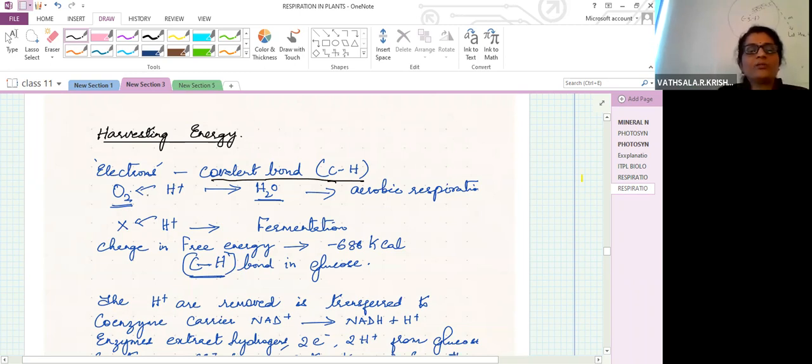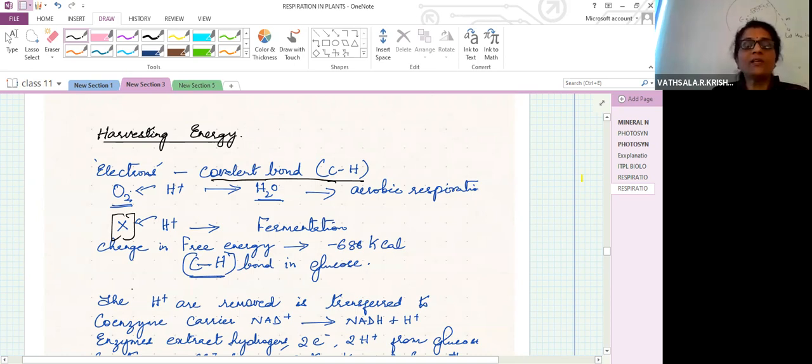Oxygen is required here in aerobic respiration for the formation of water. Instead of oxygen, hydrogen is reduced in fermentation, whereas reduction of oxygen releases water here. That's why we say fermentation is an incomplete oxidation, whereas in aerobic respiration there is complete oxidation.